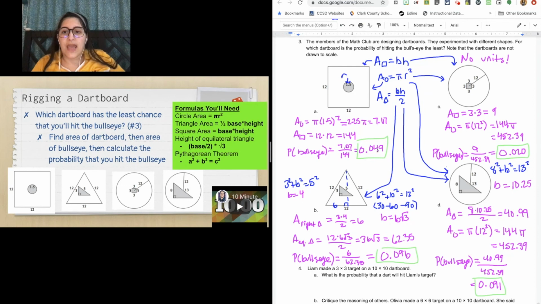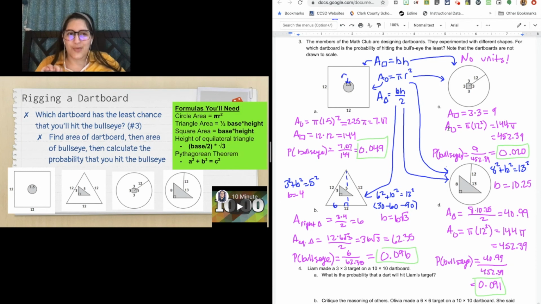So for part A, I got that the probability for bullseye was 0.049, so 4.9%. For part B, which is down here, I got 0.096, so 9.6%. For part C, I got 0.020, so 2%. And for part D, I got 0.091. So if I was to pick a dartboard, right, that minimized the probability of hitting the bullseye, I would definitely pick C. It has the smallest probability.